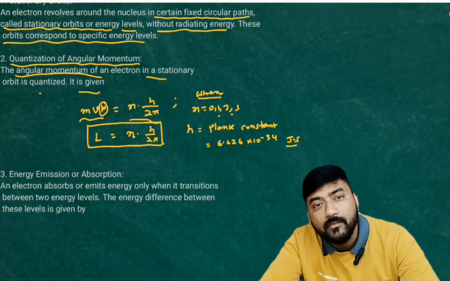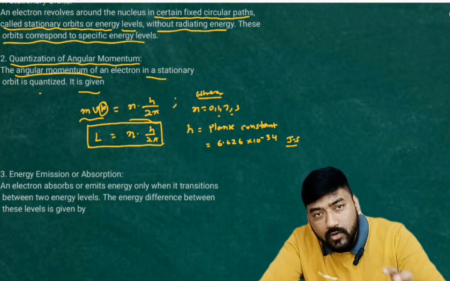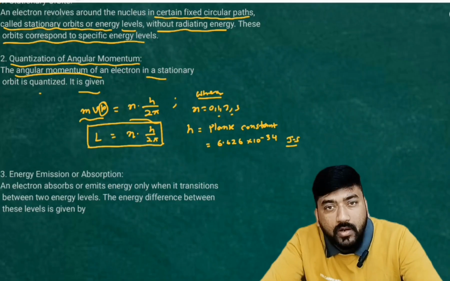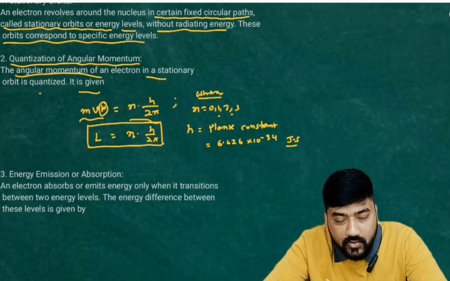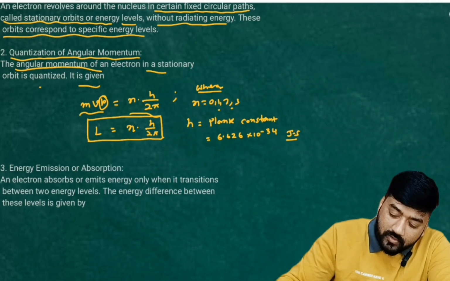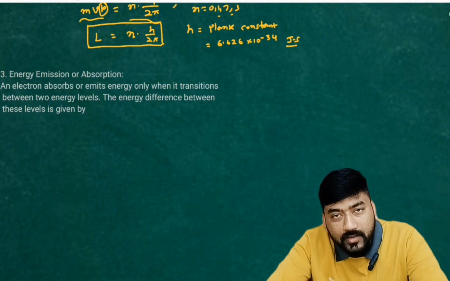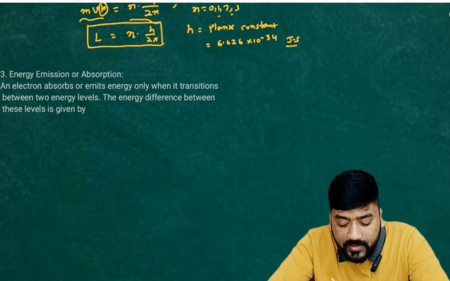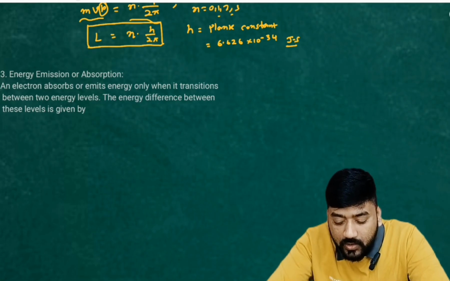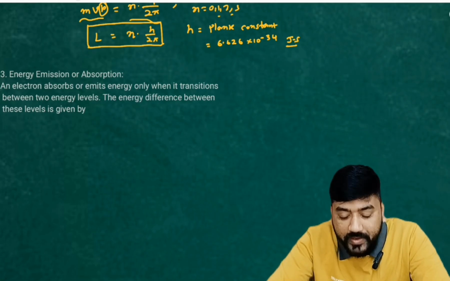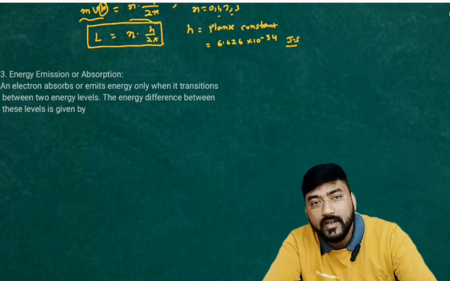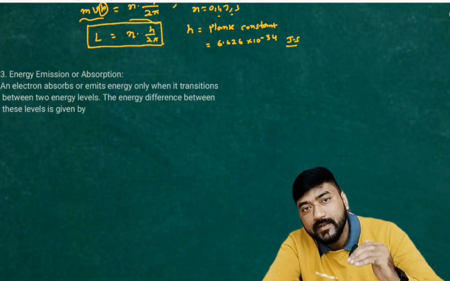So the electron will move in a certain circular orbit which has angular momentum mvr equal to n into h by 2 pi. Okay, so next, the last postulate, which is more important, is energy emission or absorption. An electron absorbs or emits energy only when it makes a transition between two energy levels. I have already told you that it will radiate energy when it goes from one state to another state.